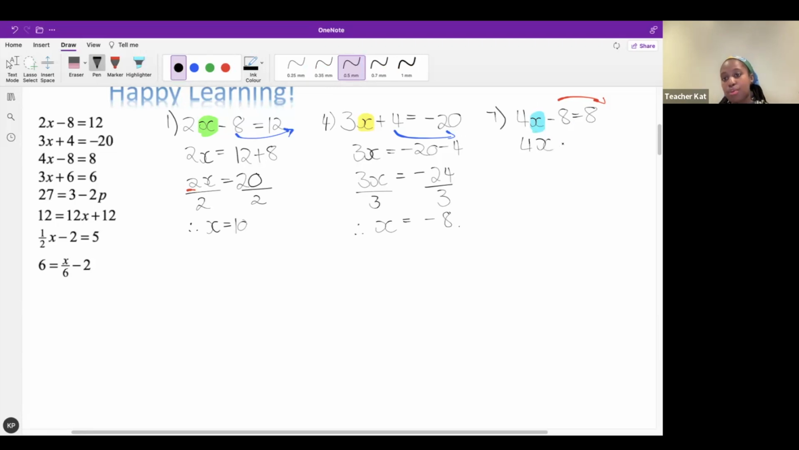So then I'm going to end up with 4x is equal to the 8 that was there originally, plus the 8 that you have now moved to my right-hand side. So then I have 4x is equal to 8 plus 8, which is 16. How do we get rid of that 4 again? We're going to divide by 4 on both sides. And this is going to give me, therefore, x is equal to, what is 16 divided by 4? 16 divided by 4, x is equal to 4. Nice.